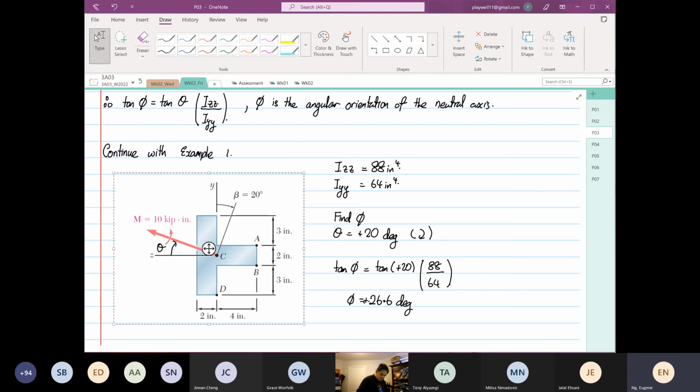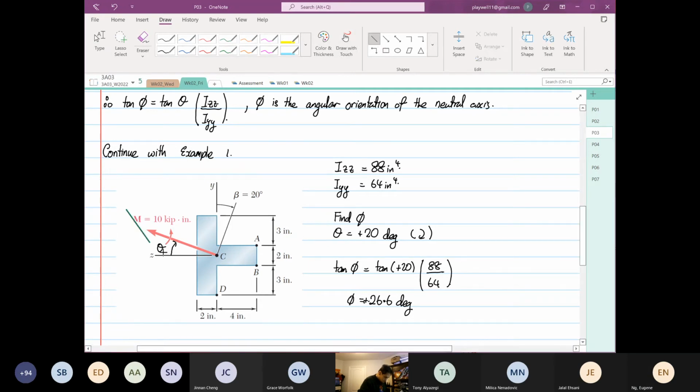And I'm going to get 26.6 degrees. So with the protractor, this orientation is our position. So the 26.6 degrees is from here. Because it is positive, this is 26.6 degrees.